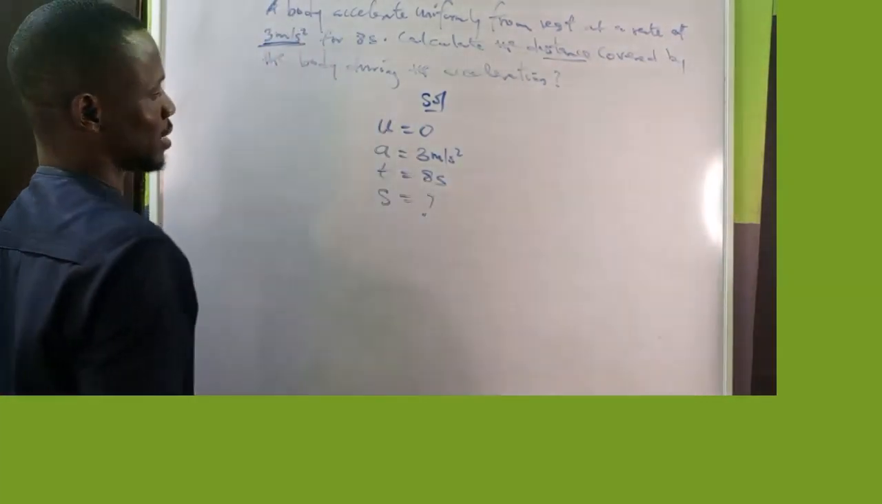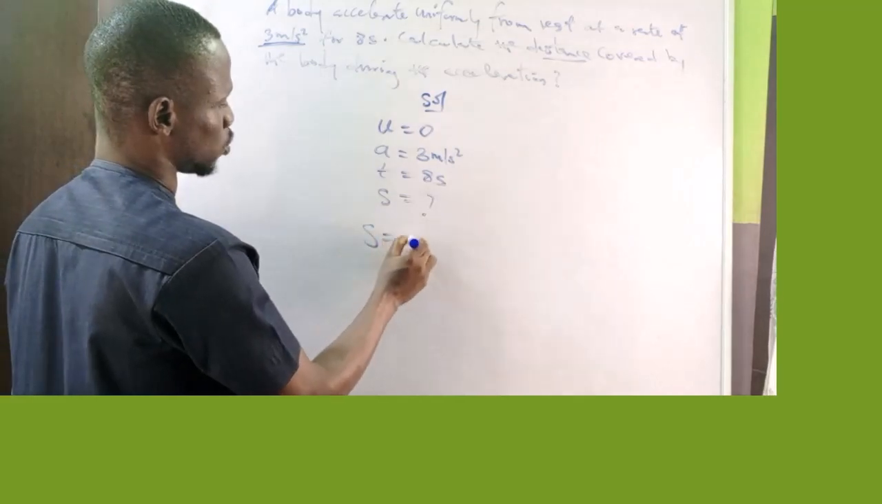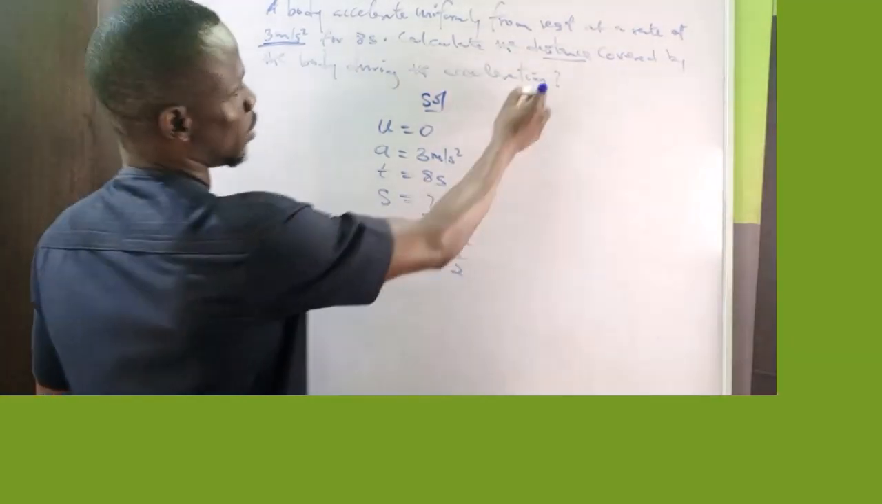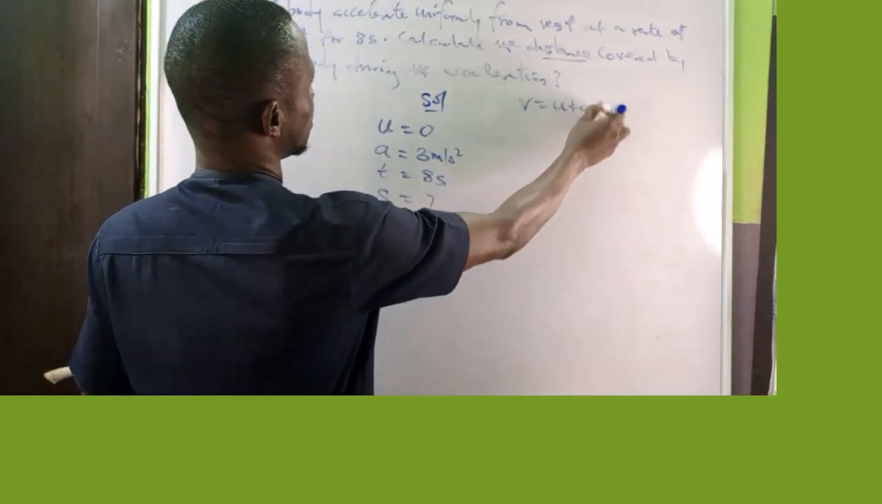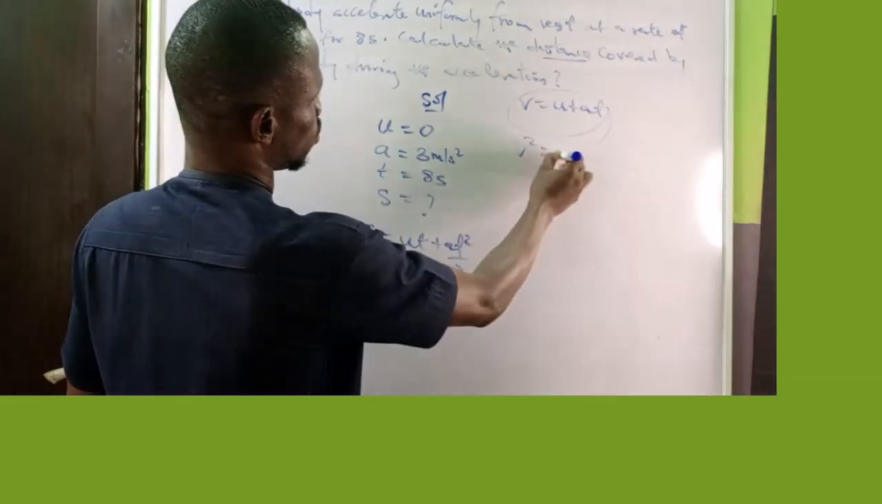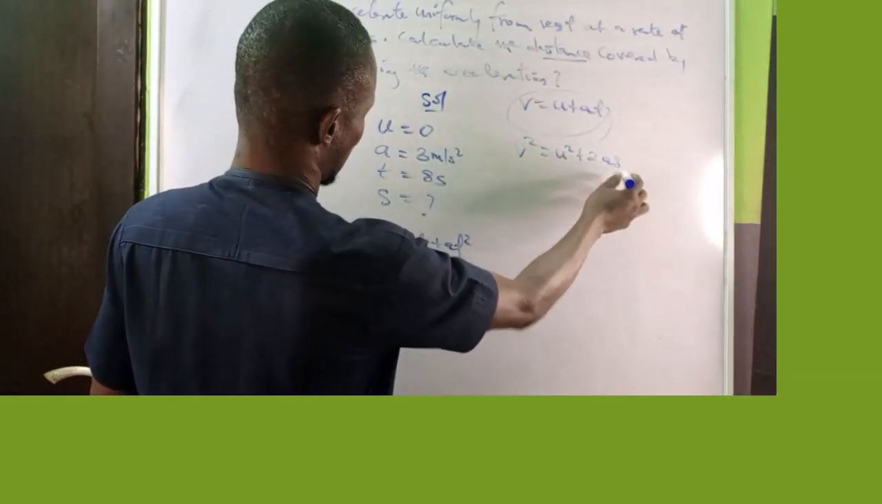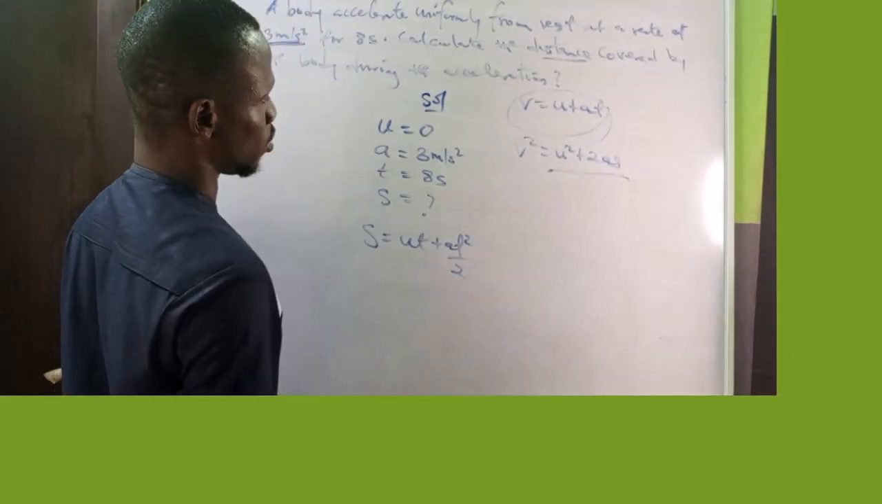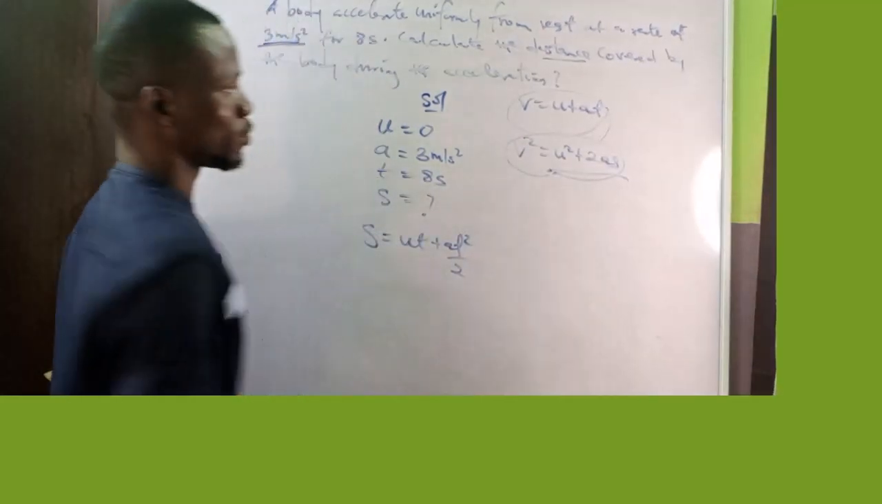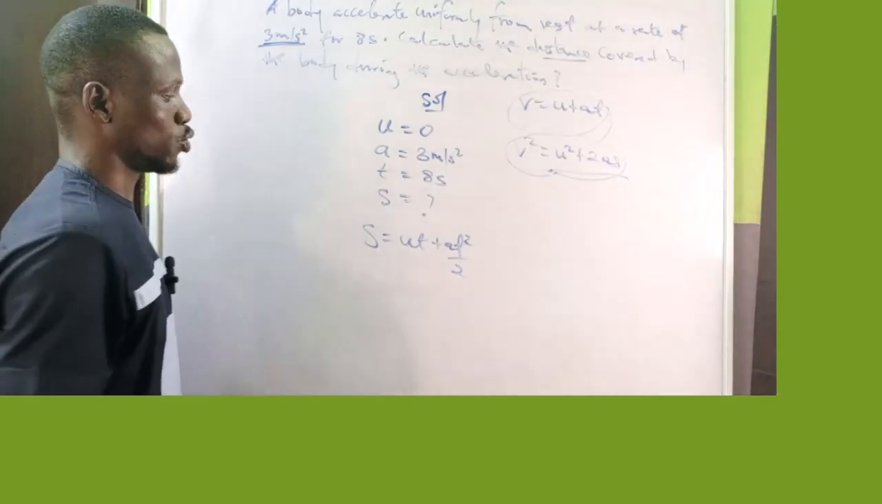Which formula has S and U? The formula is S equal to UT plus AT squared over 2. You understand? We cannot use V is equal to U plus AT, because S is not given and we are looking for S. V squared is equal to U squared plus 2AS, we cannot use it. Why? Because time is given, and there is no time in this equation. So this is the best formula that will solve it.